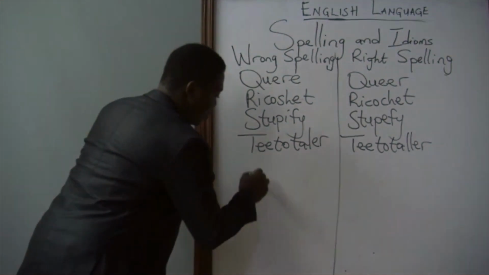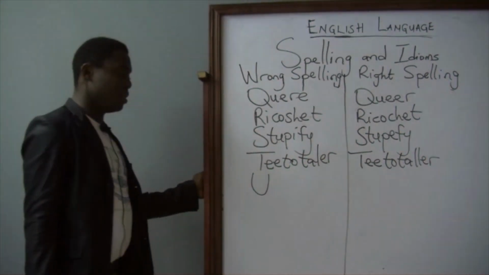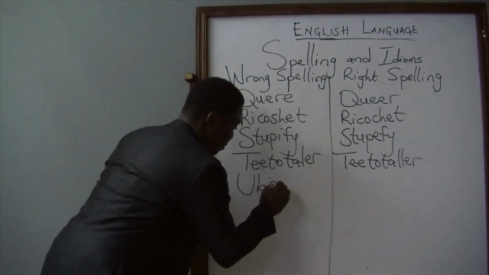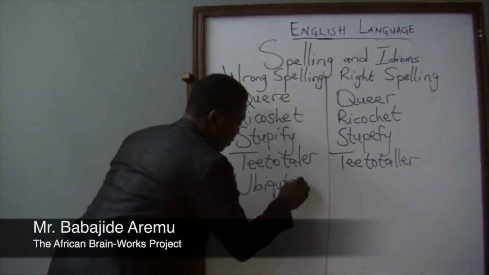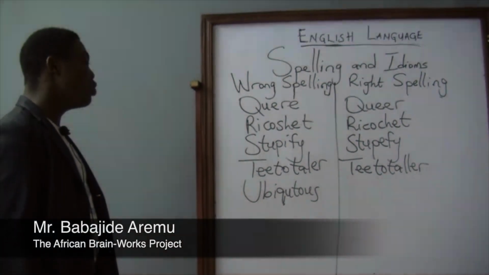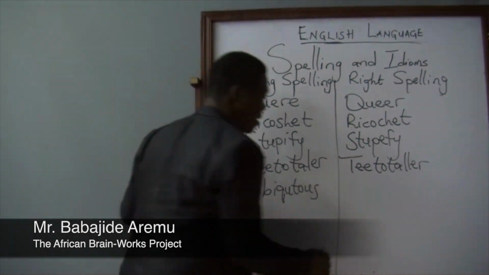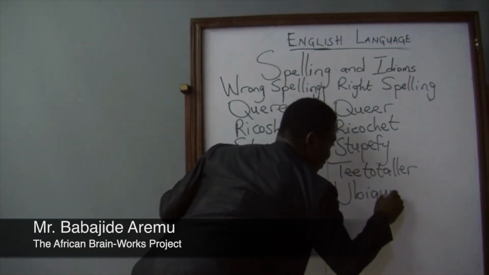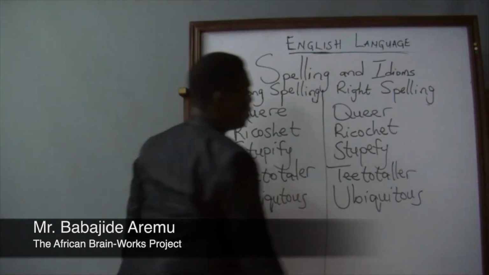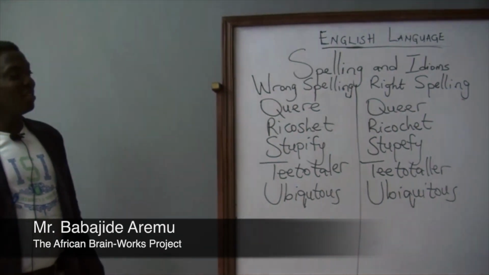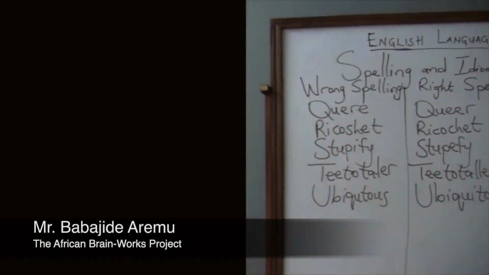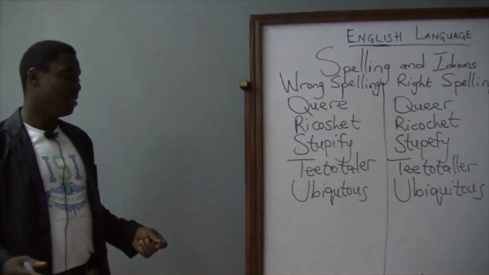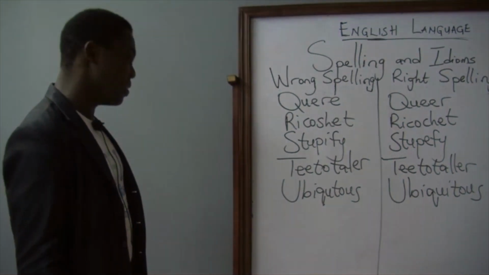We shall move on to a word beginning with letter U, and that will be ubiquitous. Ubiquitous. It sounds and looks right, but this is the right way of spelling the word ubiquitous. And what does it mean? Ubiquitous means omnipresent, everywhere, can be found everywhere, can be seen everywhere. And this is the right way to spell it.